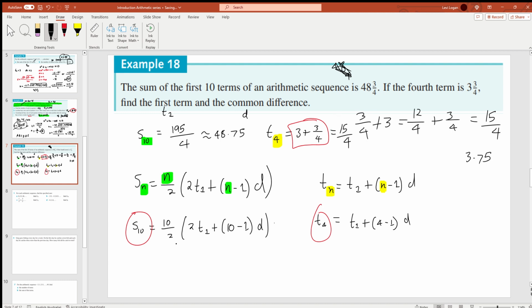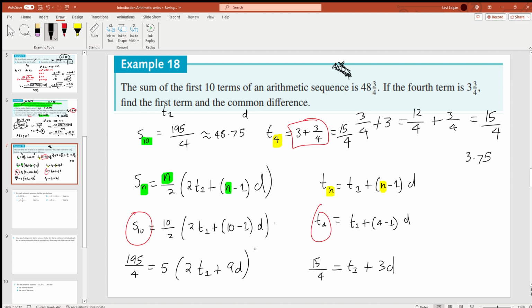So now I'm going to replace those numbers in there. So I'll get 195 over 4 gives me 10 divided by 2 is 5, 2 times t of 1 plus 9d. Then I'm going to have 15 over 4 equals t of 1 plus 3d.